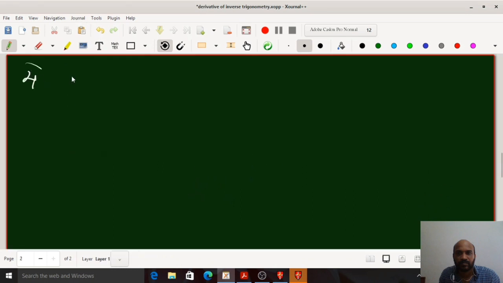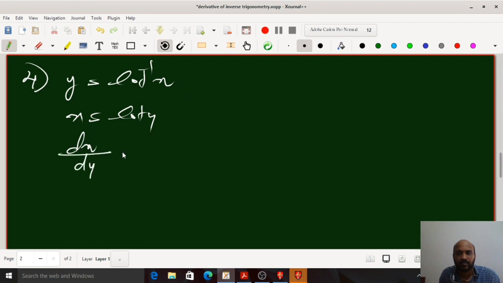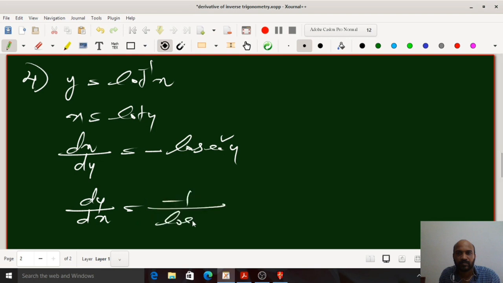We are going to derive derivative of y equal to cot inverse of x. Okay, y equal to cot inverse of x means x equal to cot y. So if you differentiate both sides with respect to y, you will get dx by dy equal to derivative of cot y is equal to minus cosec square y, which means dy by dx equal to minus 1 by cosec square y. Okay, now cosec square y you have to express in terms of tan.